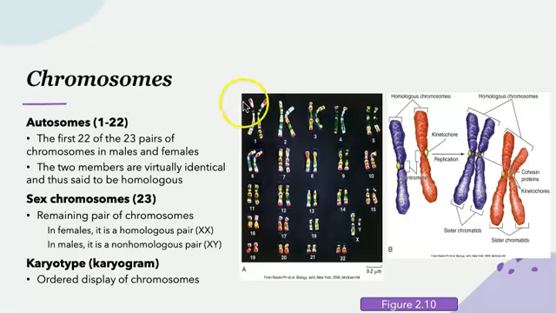And this image that we're seeing here is known as a karyotype or karyogram, and it's just an ordered display of these chromosomes. You can also see in this image what the pairs kind of look like when they are put together, and there's a centromere in the center over here.